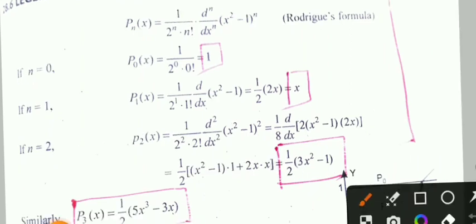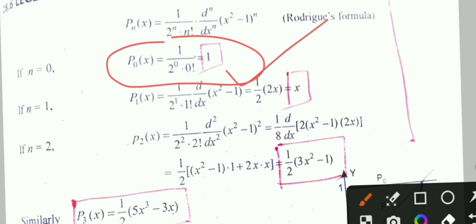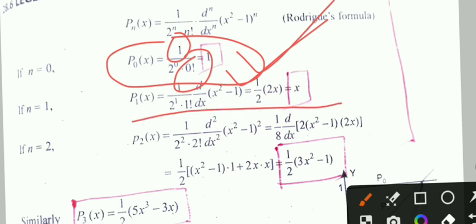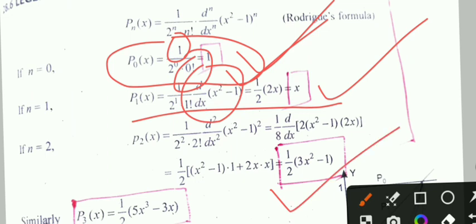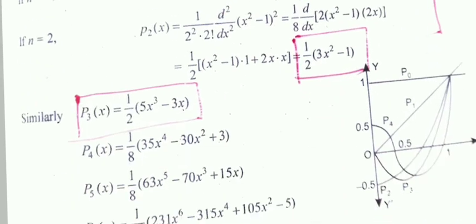If we take the value of n from 0 onwards, we get different values of Pn of x. If we take n equal to 0, then P0 of x is 1 divided by 2 to the power 0 into 0 factorial, which is 1, since 0 factorial is 1. If we take n equal to 1, then P1 of x is x. How? The derivative of x squared minus 1 is 2x, and the 1 by 2 in front cancels the 2, so we get only x. If we take n equal to 2, then P2 of x is 1 by 2 (3x squared minus 1), and then we take n equal to 3.